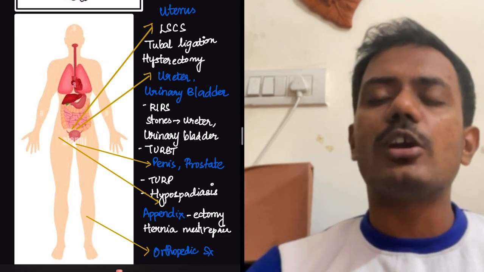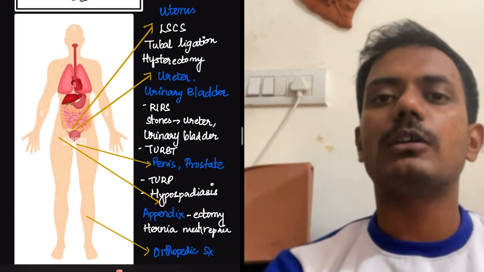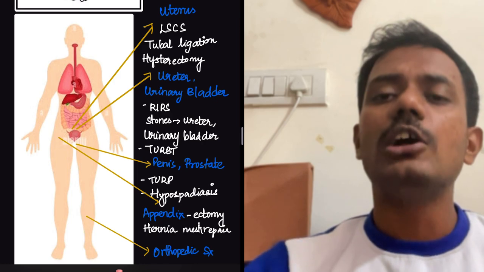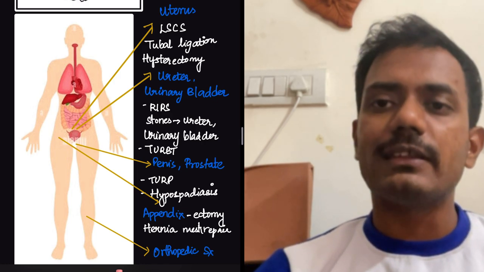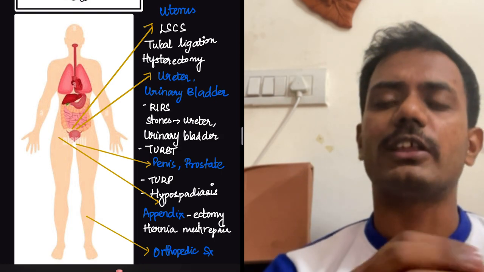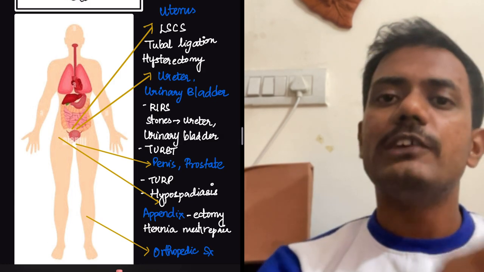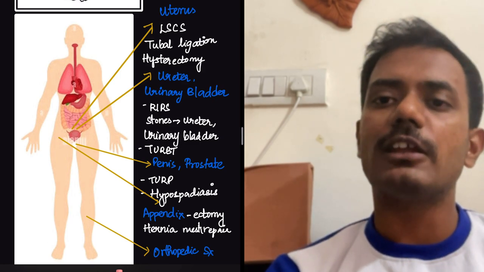Then comes urology. Usually kidney surgeries are not done under spinal anesthesia because of the higher level. Then comes the ureter and the urinary bladder. All the surgeries related to those can be done under spinal anesthesia. For example, if there is a stone in the ureter or a stone in the urinary bladder, that can be done. If there is a tumor in the bladder, TURBT can be done under spinal anesthesia.